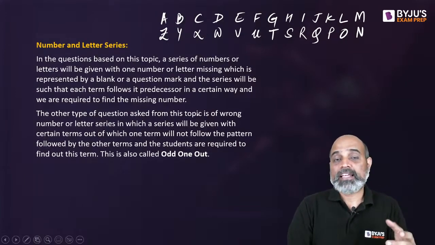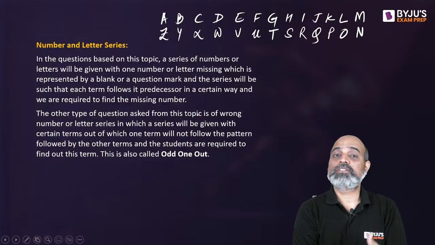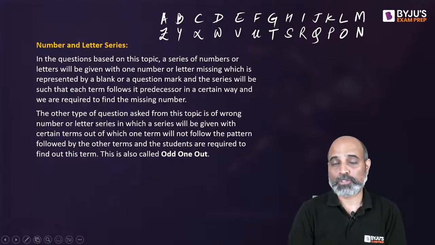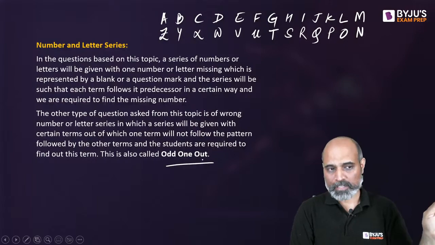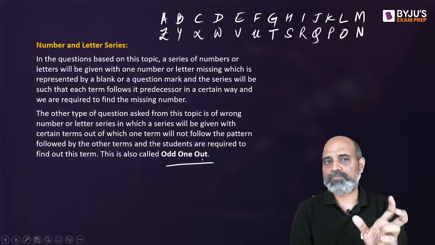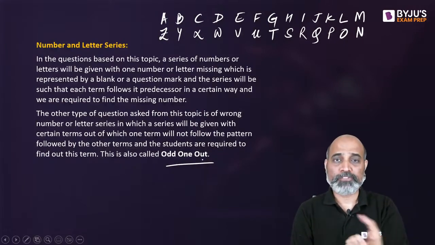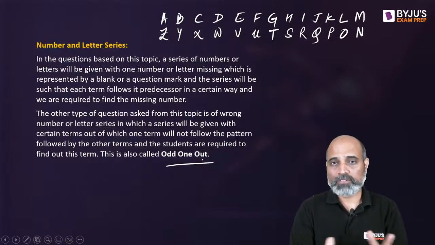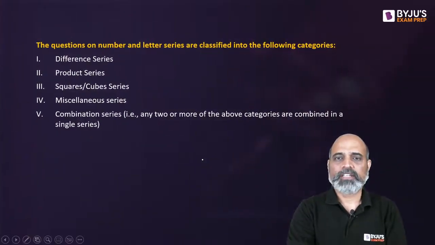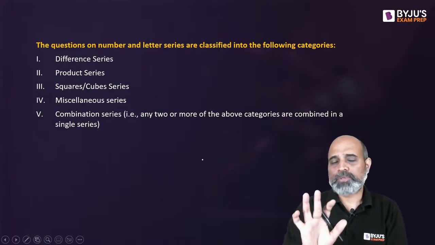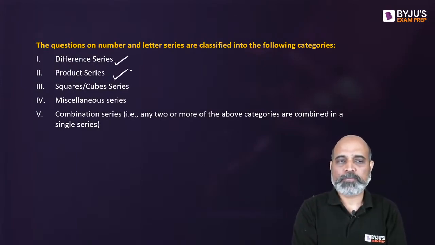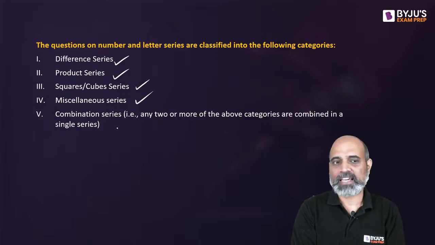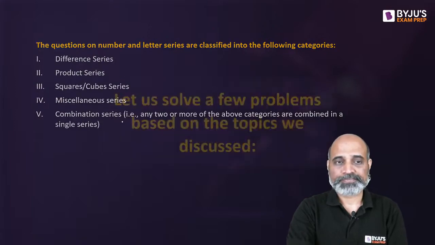Okay? And in the sequences of numbers and or letter series, sometimes you also get questions based on odd one out. So among the series, there will be a particular string or a number that will be different from the rest. You need to find out which one is the different one. Now, having known what these 2 topic types are, let's start solving questions. When it comes to number and letter series, you get different series, product, squares and cubes, miscellaneous, and a combination series. We will look into all of these types very soon.